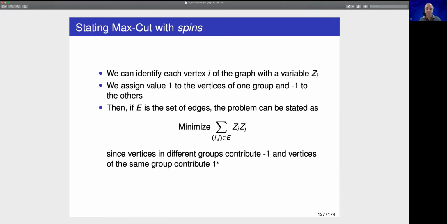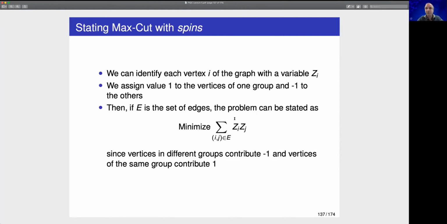identify the group that we are assigning to each of the vertices with a variable Z_i that is assigned to each of the vertices i. So Z_i is the group that is assigned to vertex i in the graph, okay? And we are going to give -1 to one of the groups and 1 to the other group. For instance, 1 is white and -1 is black, okay? It doesn't matter.